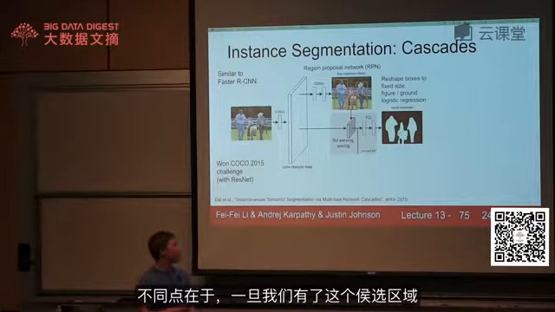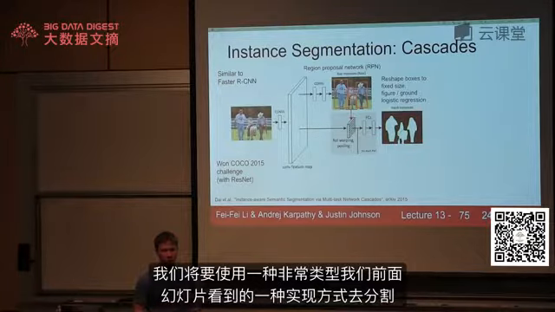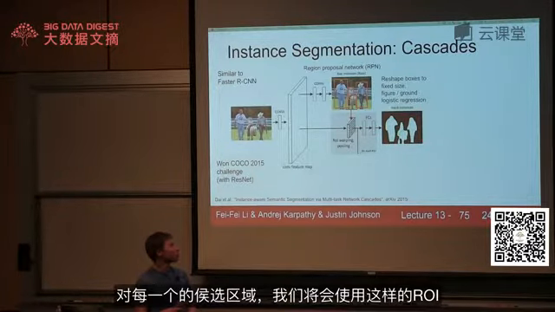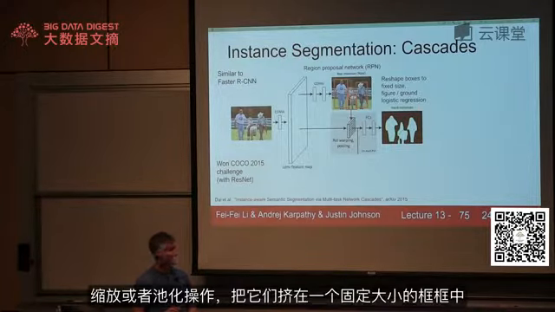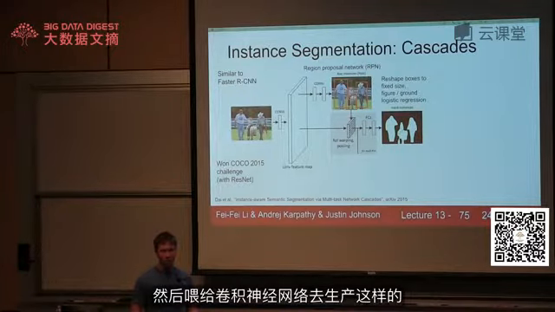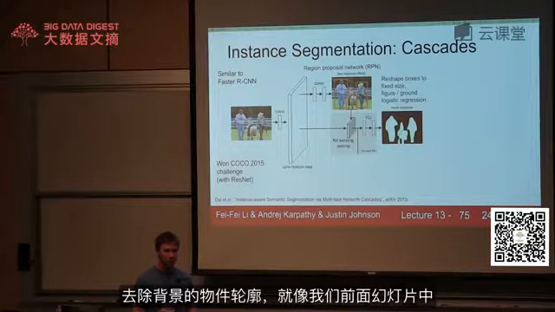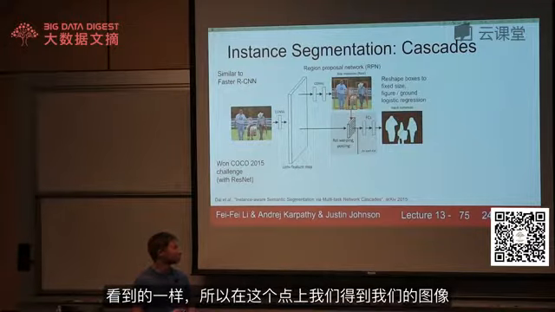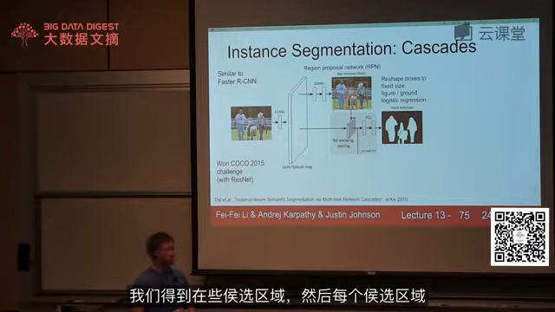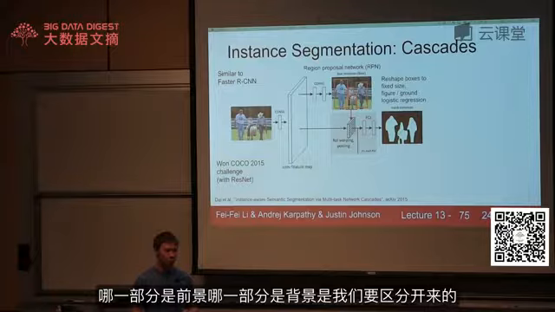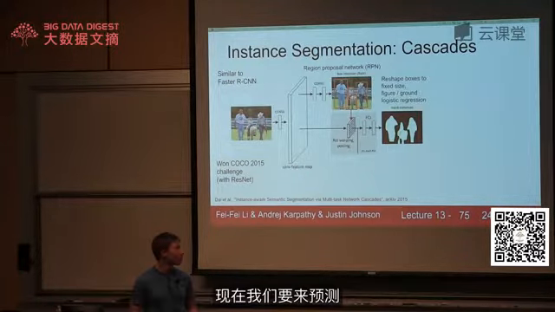The difference is that now, once we have these region proposals, we're going to segment them out using a very similar approach to what we just saw on the last slide. For each of these proposed regions, we're going to use this ROI, what do they call it, ROI warping or pooling, and squish them all down to a fixed square size, and then run each of them through a convolutional neural network to produce these coarse figure-ground segmentation masks, like we just saw in the previous slide. So now at this point, we've got our image and a bunch of region proposals, and for each region proposal, we have a rough idea of which part of that box is foreground and which part is background.